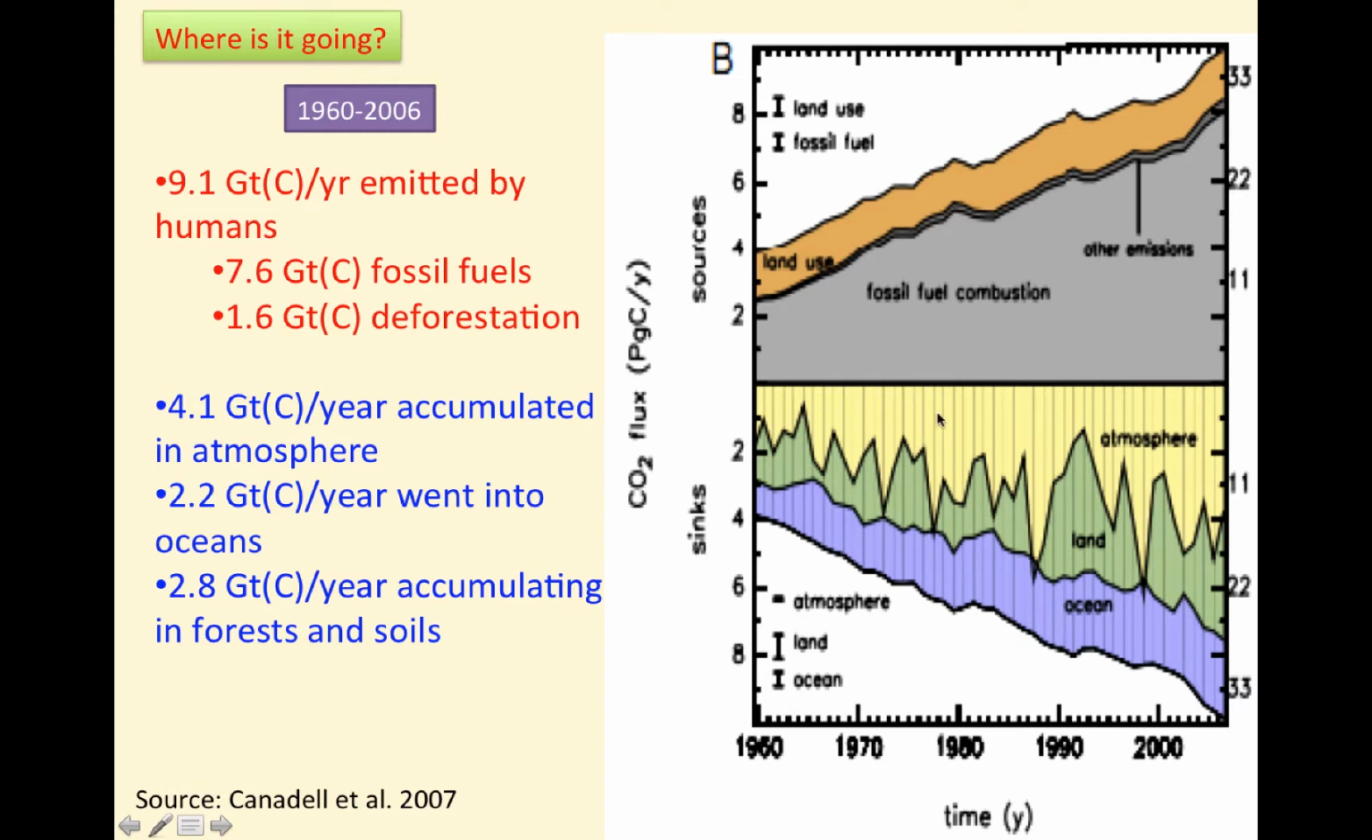The atmosphere has been accumulating, taking up more and more CO2 over time. The land has definitely some fluctuations that we'll look into, very interesting fluctuations, but it's taking more and more over time. In general, the oceans are taking in their part of the CO2 as well.